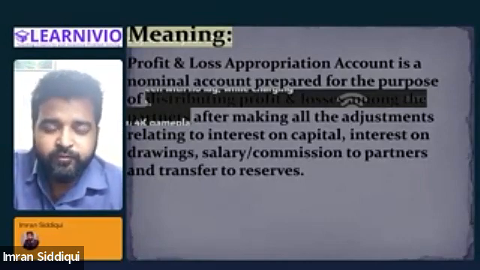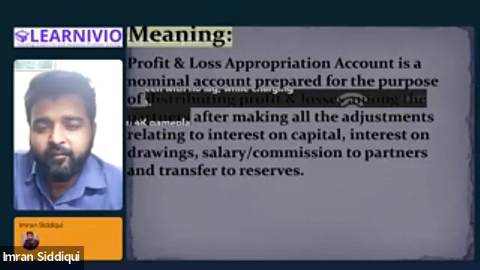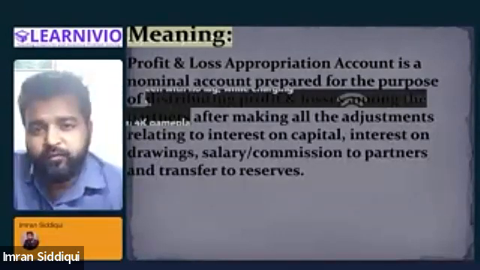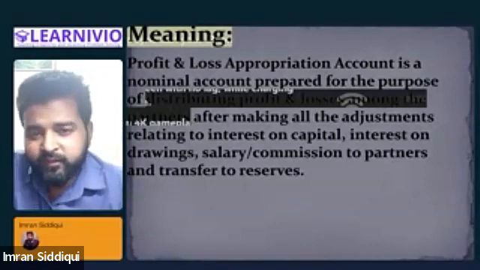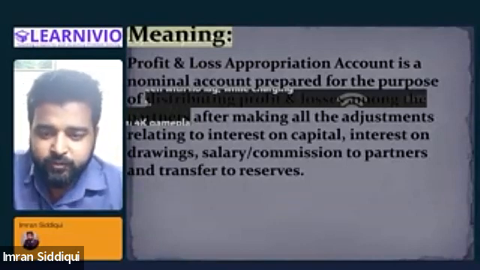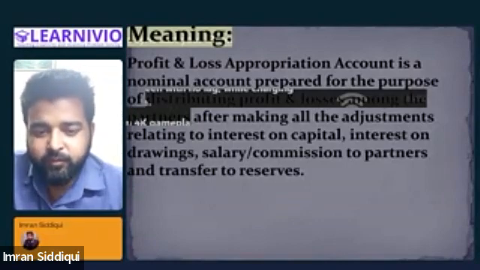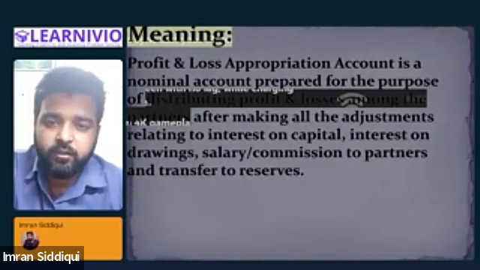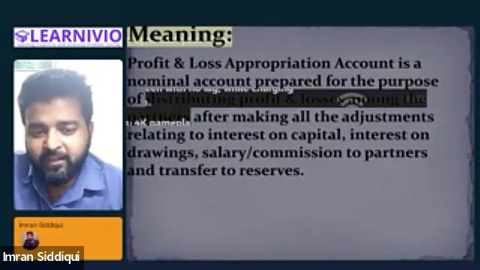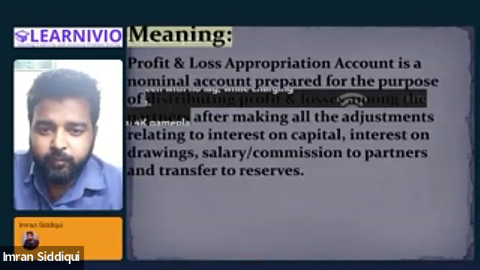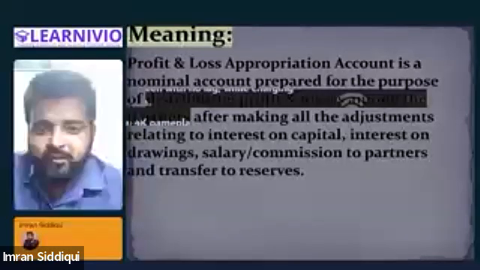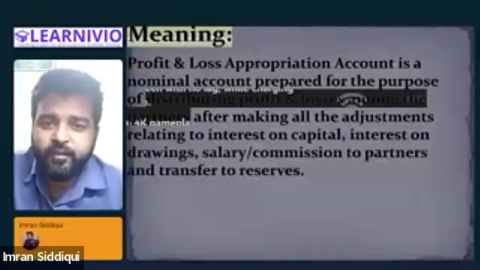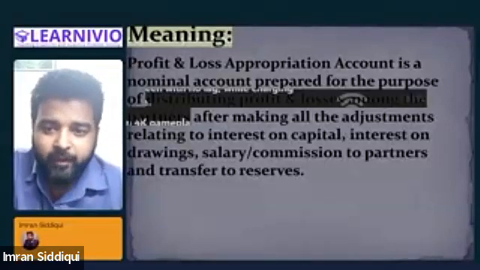Right. So let's suppose a firm has generated a total profit of 5 lakh. Out of this profit, first of all we'll subtract the amount of interest on capital. Then we'll subtract the salary of the partner. We'll subtract the commission of the partner. And then we'll add the interest on drawing to the profit. After doing all this, whatever remaining profit we get will be distributed among the partners.